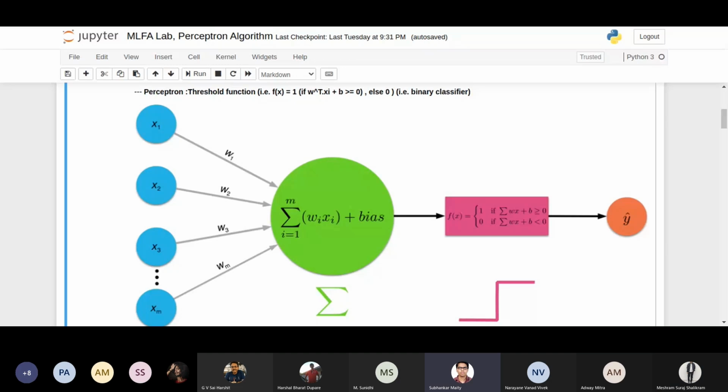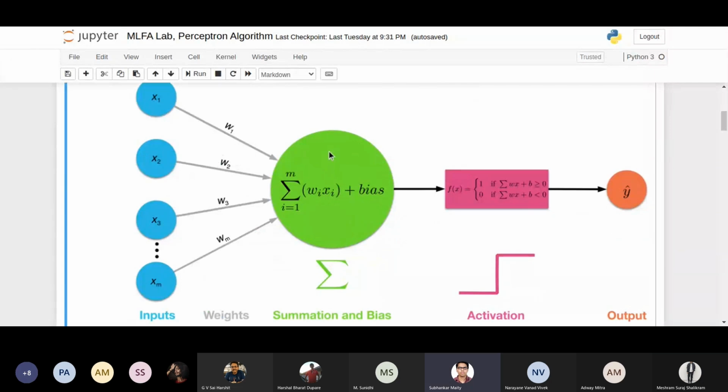So today my topic is the perceptron algorithm, and this is the structure of a single layer perceptron network. From this picture you can see that there is a single layer in this network, and there are several inputs like x1, x2 up to xm, and there are several weights, and this is the summation part.